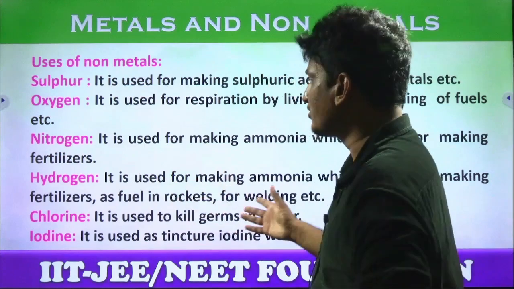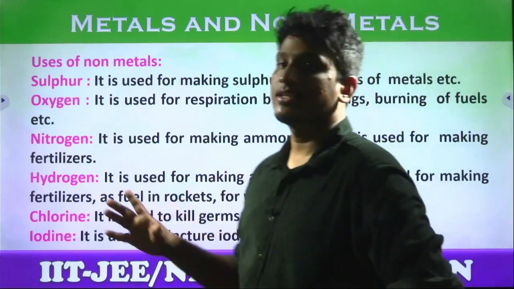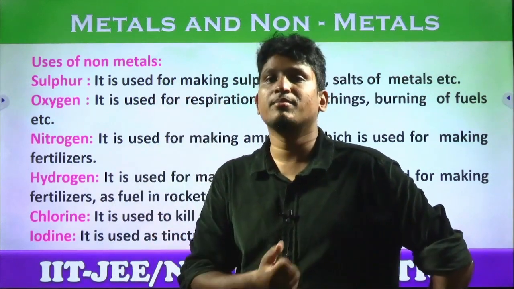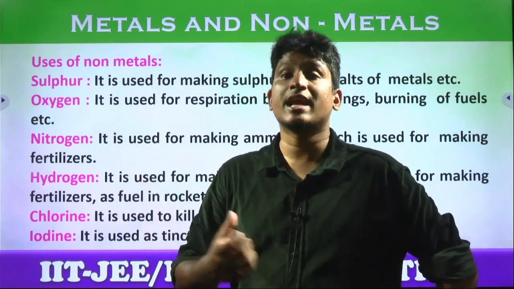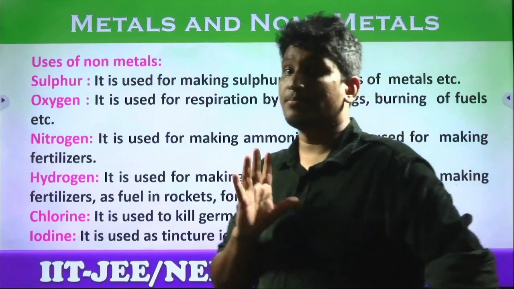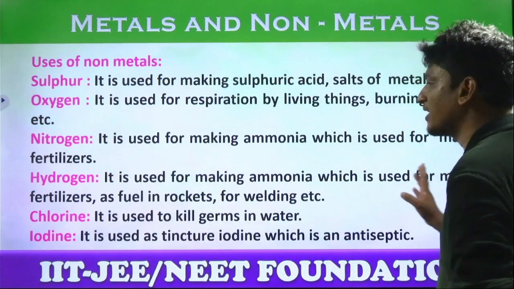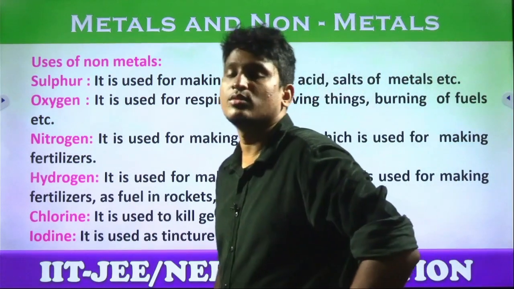So nitrogen is used for making ammonia, which is used for making fertilizers. Nitrogen is one of the key elements, students, because a plant can synthesize protein only because of nitrogen. Proteins are nitrogenous compounds. Hydrogen is the best compound, students. Hydrogen is used for making ammonia, which is used for making fertilizers, as fuel in rockets, and for welding purposes also.